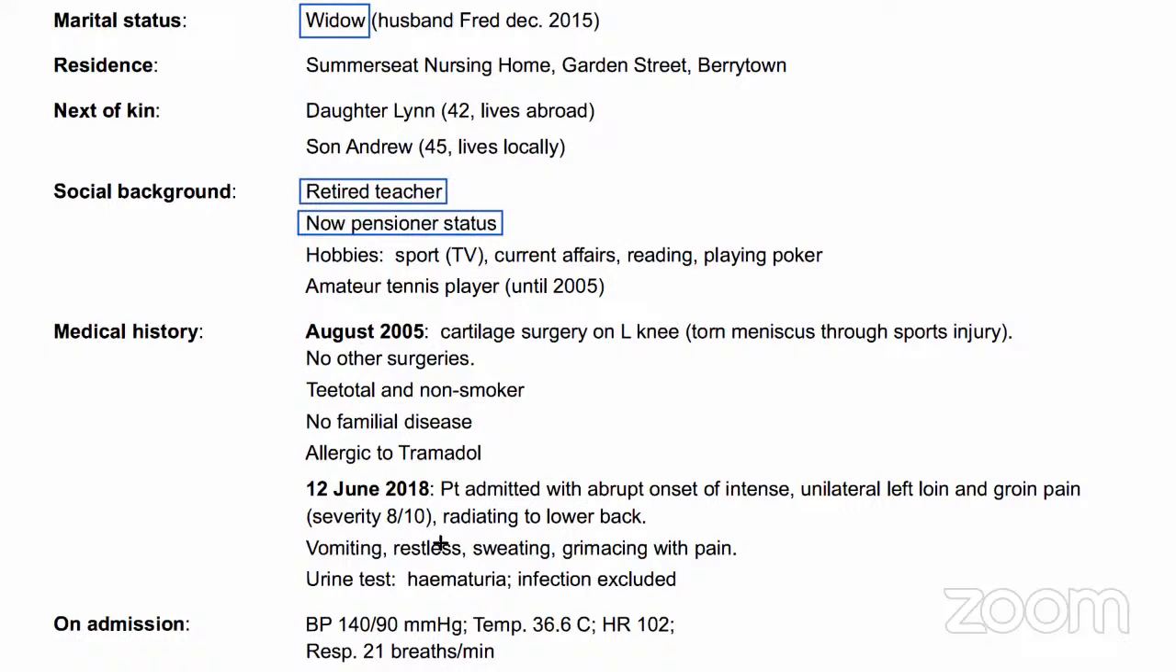Medical history. August 2005. Now this is June 2018. So cartilage surgery on the left knee. Okay. So no familial disease. Allergic to tramadol. You can see that there. Right.